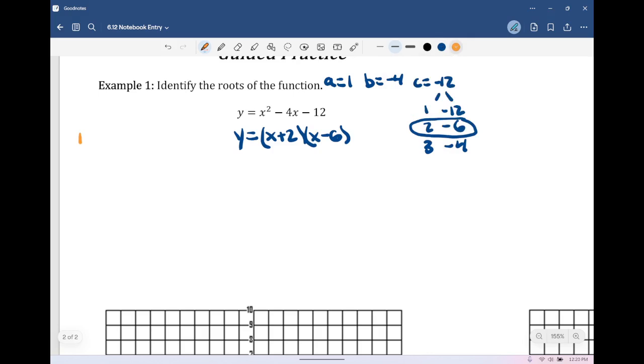And so step 1, when we go to identify roots, is simply factor. From here, what on the Explorer do we name as the y value for all x-intercepts?